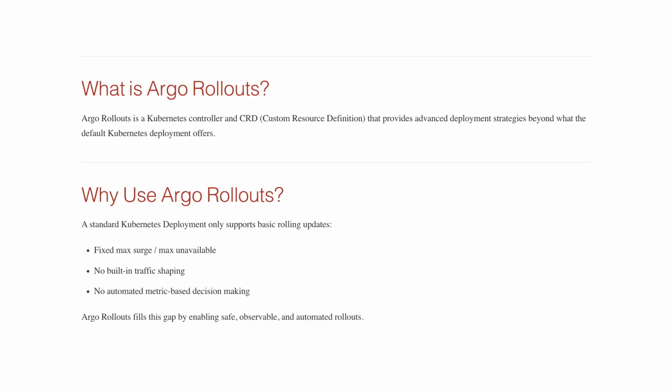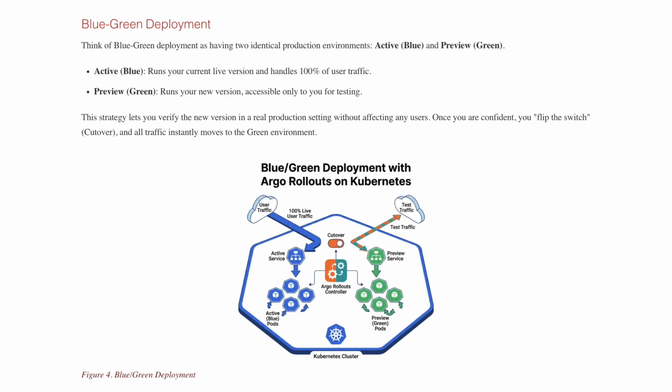With vanilla Kubernetes deployments, you get simple rolling updates with fixed max surge and max unavailable settings. There's no built-in traffic shaping, no automated metric-based decisions, and no smart rollback capabilities. That's where Argo Rollouts comes in. It fills this gap by enabling safe, observable, and automated rollouts. Let me show you what makes Argo Rollouts special.